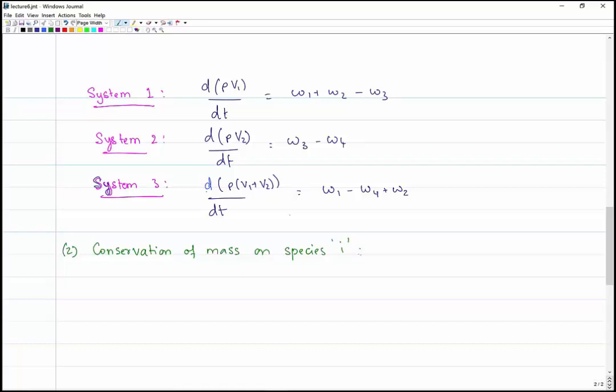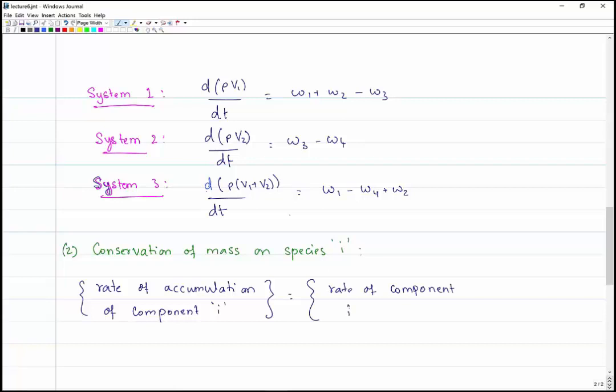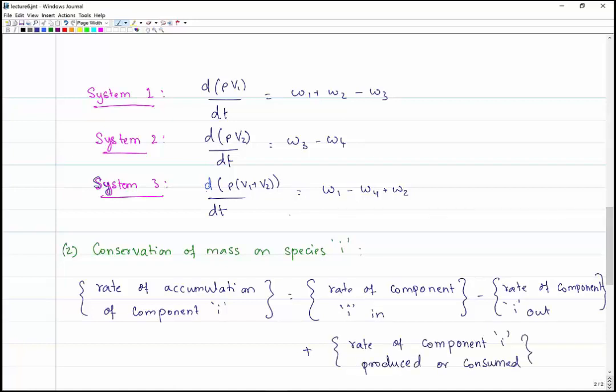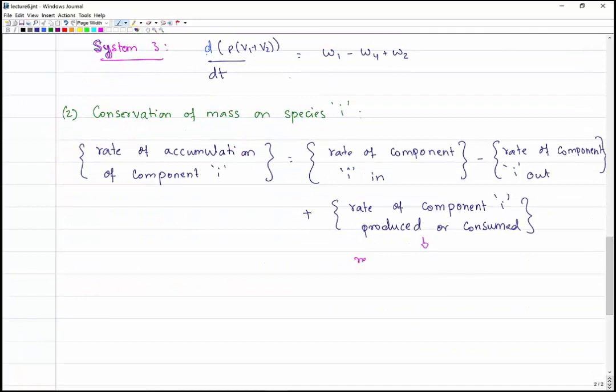In addition to the overall conservation of mass equations, we can also write conservation of mass on species. If we have more than one species in the material you're considering, then you can write a mass balance for each of those species. Rate of accumulation of species or component i is going to be equal to the rate at which it's entering the system, minus the rate at which it's leaving the system, plus the rate at which that particular component is being produced or consumed. Typically, when you have a reaction in a system, a component could either be produced or consumed in the reaction, and you have to account for that.